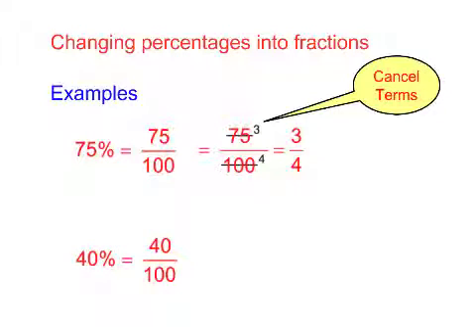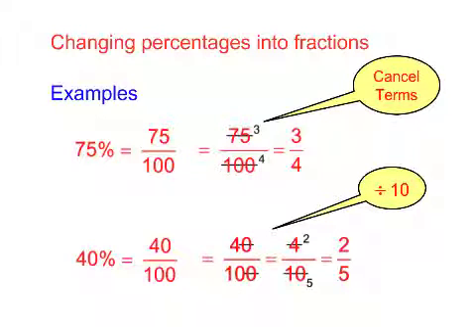Similarly, 40% is 40 divided by 100. Notice here that there are zeros top and bottom. Cancel one on the top with one on the bottom. That leaves us with 4 over 10, which cancels even further into 2 over 5. So 40% is 2/5.